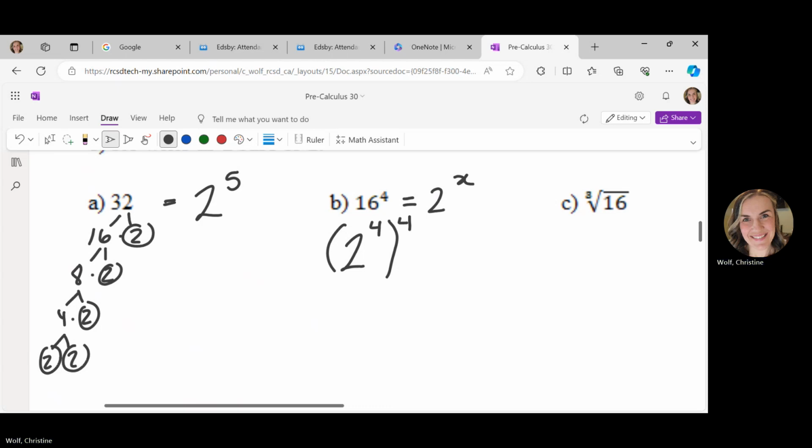Then your exponent laws that you learned about in grade 9, when you have an exponent neighboring another exponent, what do you do to those two? Do we add or do we multiply? Only one right answer. Who says add? That's add. So my options are 2 to the 8 or 2 to the 16.